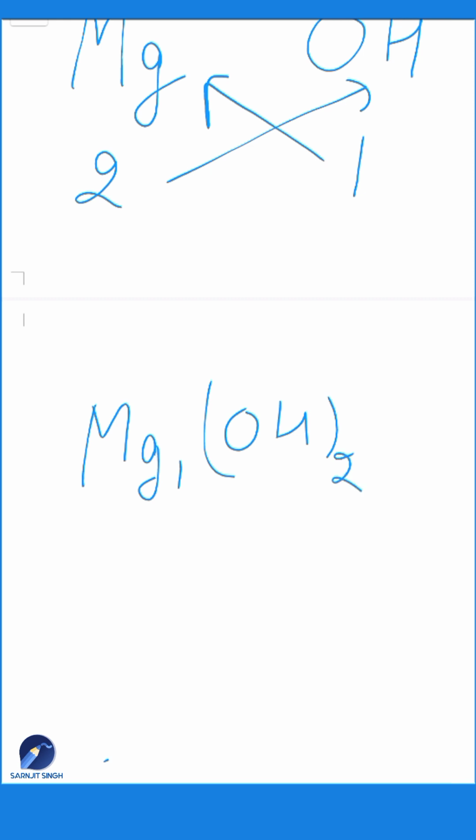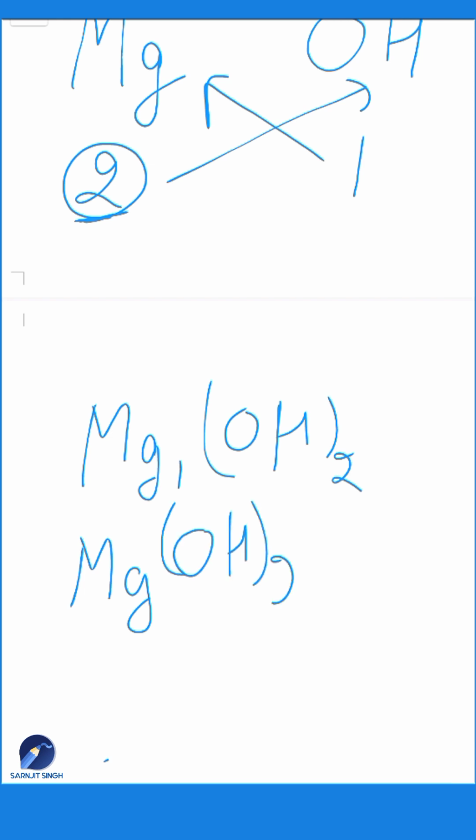OH2. Be careful here, there should be a bracket, because 2 is the valency of magnesium, but when we cross this valency, it is over the O and H, meaning over both. So what is the formula for magnesium hydroxide? Mg(OH)2. That is the formula for magnesium hydroxide.